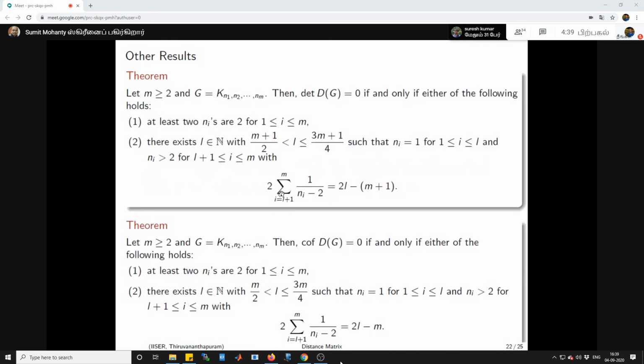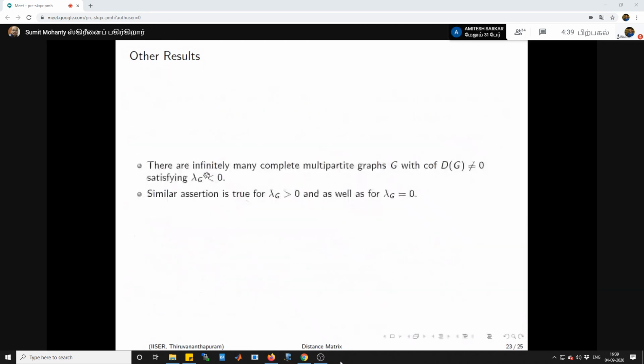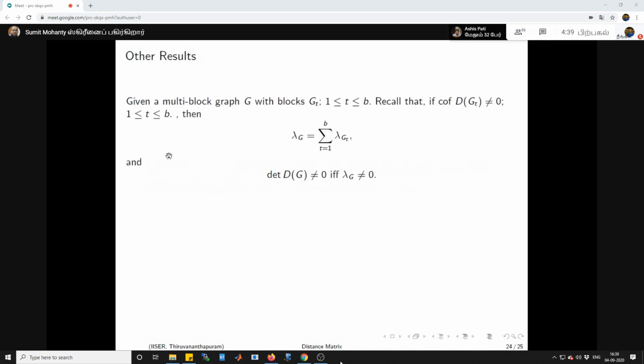But for this you need a proof. There are infinitely many multipartite graphs where this is 0. You need a proof, and it is a little bit long, so I'm not writing it, but it is not difficult. It is a simple proof, but a little bit long. So keeping this in mind, let us observe one thing.